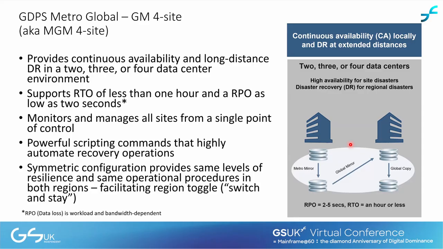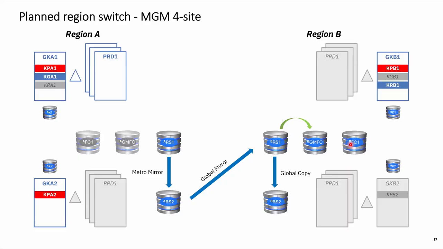In the event that a client needs to declare disaster, they're able to go to your region B, and you're able to do peak workloads in your region B because everything is set up the same. You have the same fiber, you have the same switches, the same routers, everything is the same. It is a mirror of one another. So let's take a look at how it would work in a MGM Foresight if we wanted to do a planned region switch.